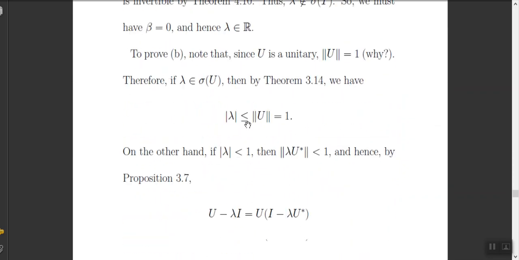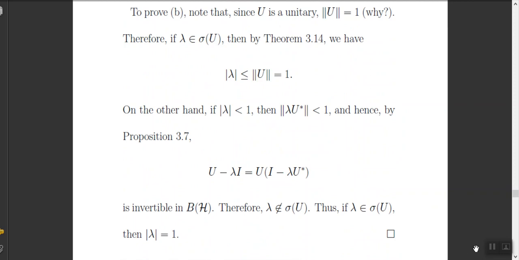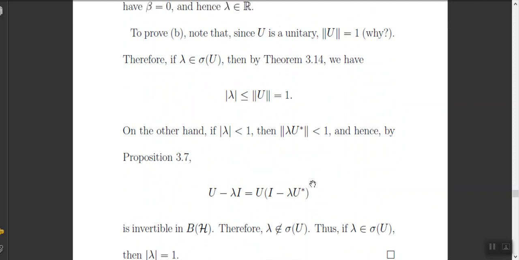So this is the proof of A. Okay, now we want to prove B. Look at here. We want to show that U is a unitary operator, and that the spectrum of U is a subset of the unit circle. So first of all, since U is unitary, the norm of U equals 1.